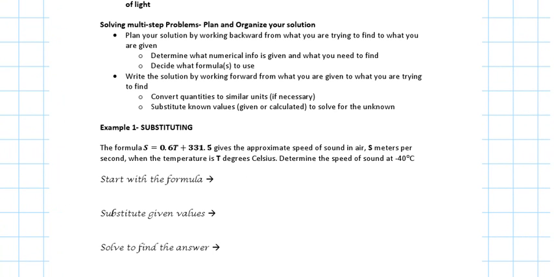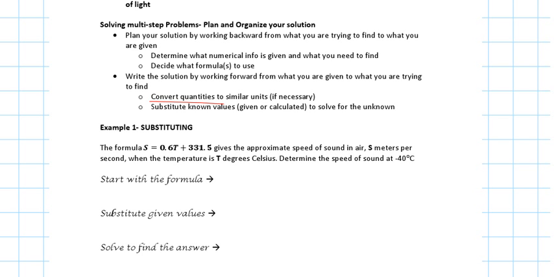Something else you need to look at is converting quantities to similar units. As we did in the geometry unit, if they gave you the length in one unit and the width in another unit, you must do conversion first. Let's say they give you centimeters and meters, you must do conversion. They all have to be in the same unit. Are we okay with that?